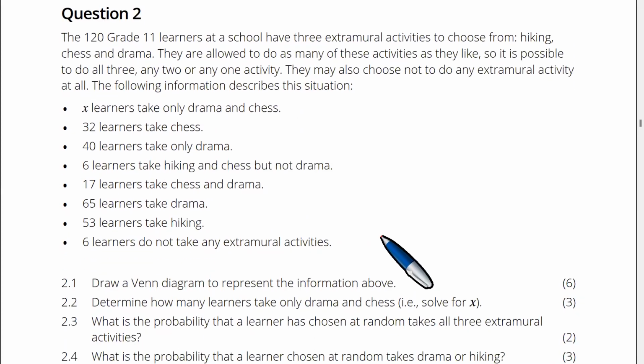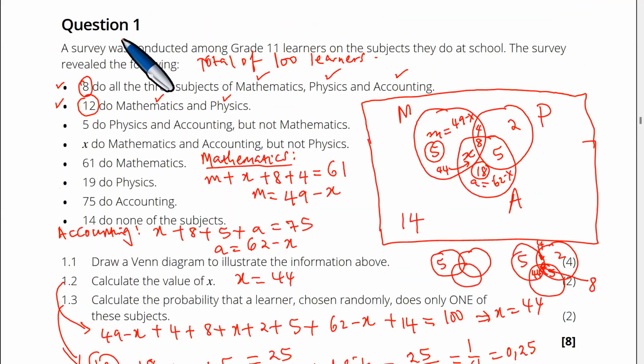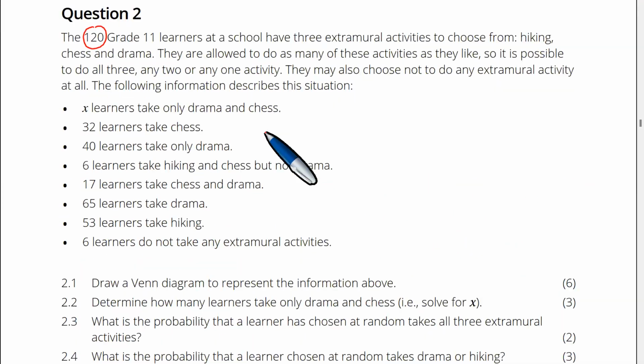Let's look at question 2. Okay. Now we're dealing with a total of 120 grade 11 learners, because in the beginning here, we're dealing with 100 learners. So here now we're dealing with 120 grade 11 learners at a school, who have 3 extramural activities to choose from.